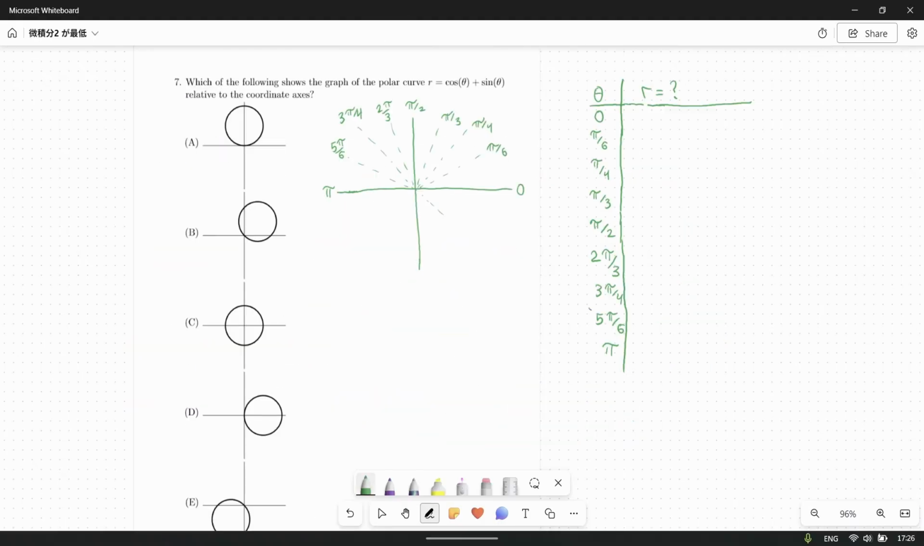Alright, which of the following shows the graph of the polar curve r is equal to cosine of theta plus sine of theta relative to the coordinate axis? So this question is asking us how well we understand how to graph polar curves. And so I've conveniently written out a table as well as part of the unit circle, because that's what's going to be useful for questions like this. I'd say just in general, when it comes to polar coordinates, you have to have a strong understanding of the unit circle and stuff like that to properly understand how it works.